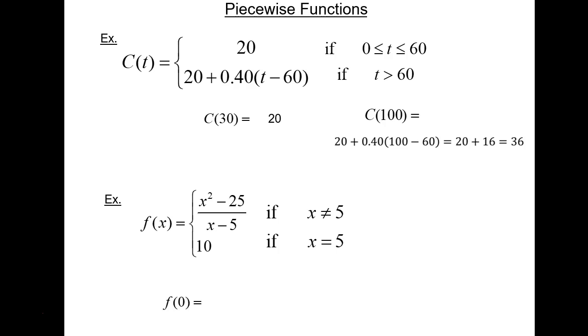So they ask us for f of 0. So think about 0. Which piece of the domain would that fall into? Well, 0 is not the same as 5, so we're going to use this top piece. So we're going to substitute in 0 into that top piece, and we get a value of 5. If they happen to ask us for f of 5, where x equals 5 here, we would use the bottom piece and just get a value of 10.